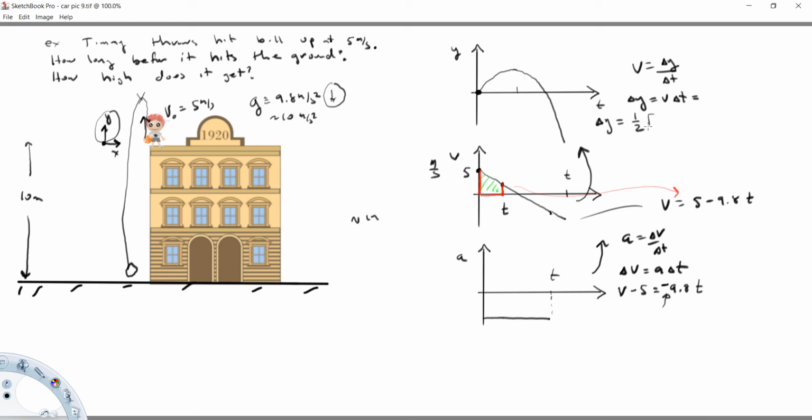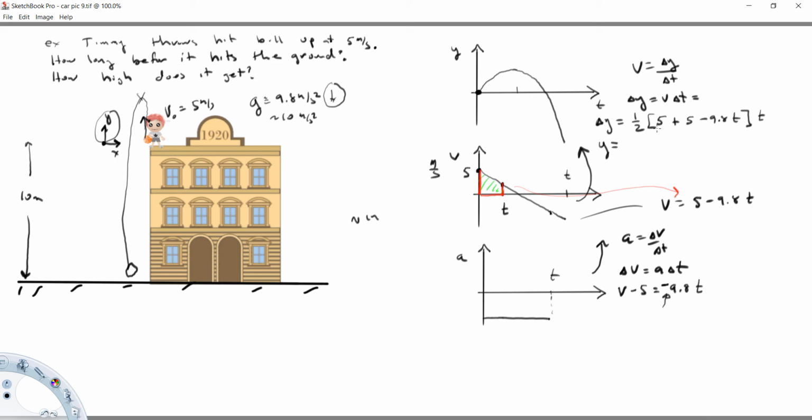1/2 the left plus the right times the width, which is t. Now, this delta y is equal to y final minus y initial. Now, y initial is 0. So at t equals 0, the ball is at y equals 0.